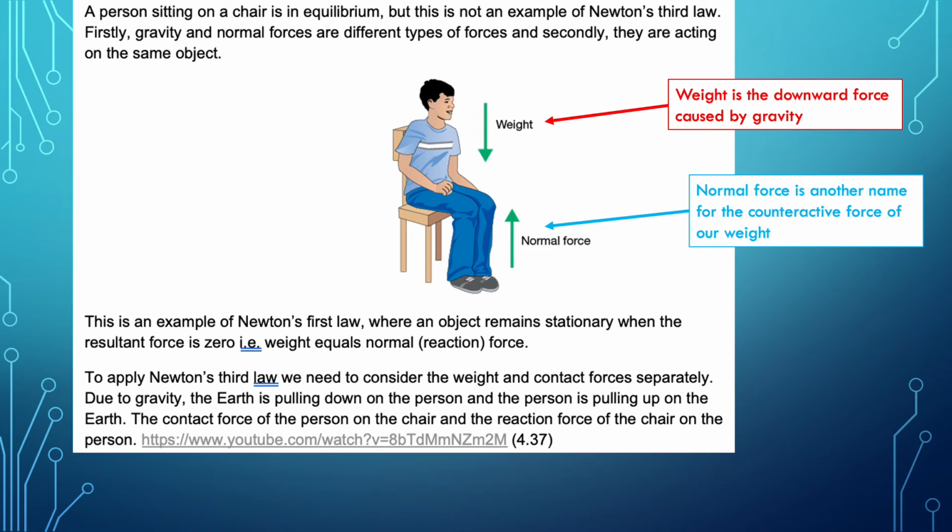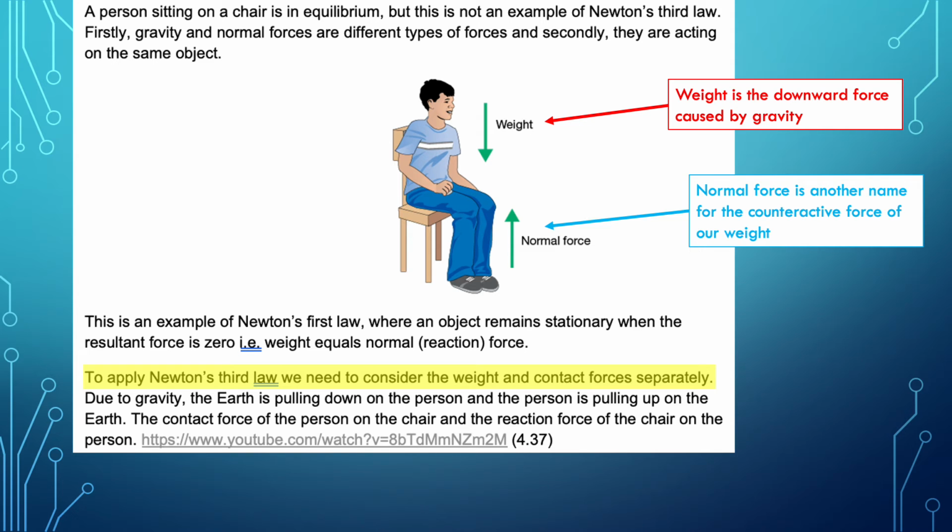This is an example of Newton's first law, where an object remains stationary when the resultant force is zero. Okay, so in order to apply Newton's third law, we need to consider the weight and contact forces separately, which means that we have to look at different systems. Due to gravity, the Earth is pulling down on a person, and the person is pulling up on the Earth, right? So there, you have two different objects. You have the Earth and the person, two different objects. But you have the same type of force because it's all gravitational force, okay?